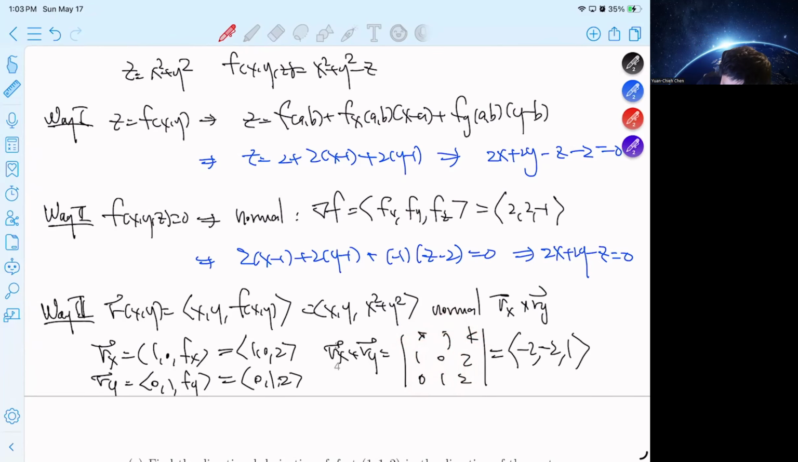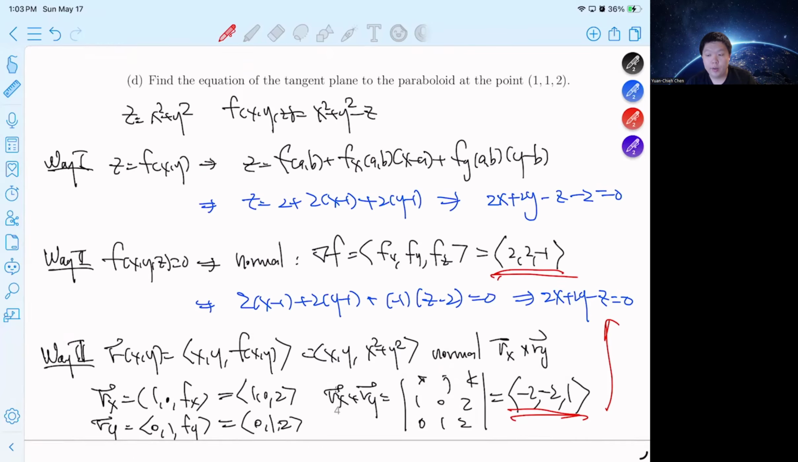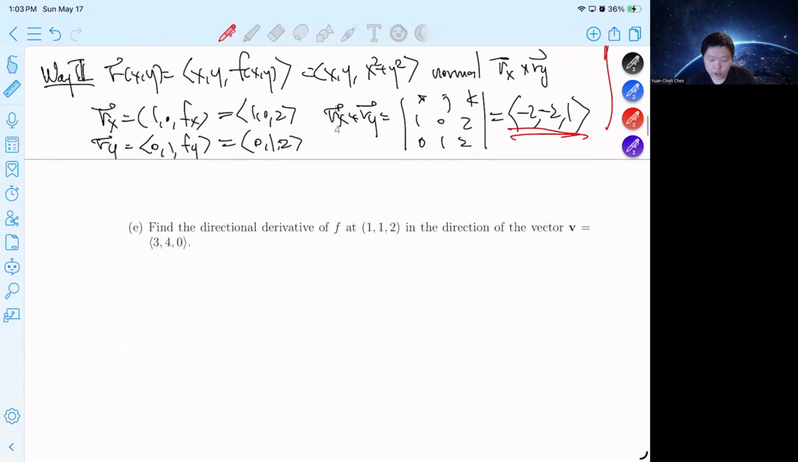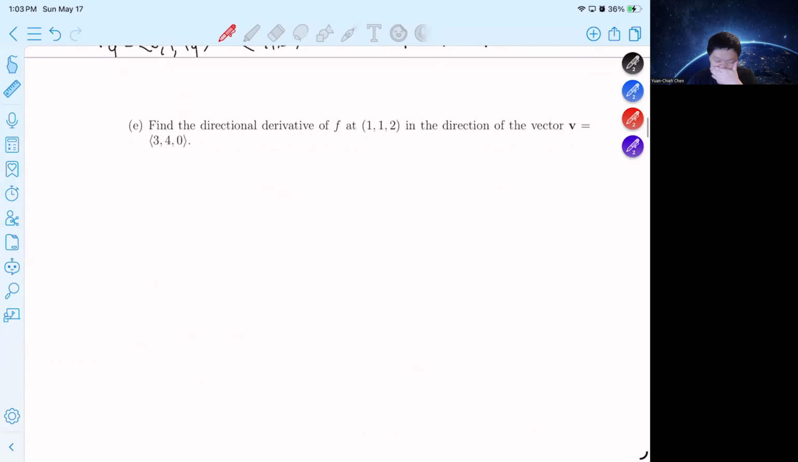So now we have 3 ways to find the tangent plane. And next, we want to do the directional derivative. So again, if a function is differentiable, the directional derivative Du f will be the gradient of f dot u. But be careful, u has to be a unit vector. But now the direction of the vector v, (3, 4, 0), is not a unit vector. So how do we make the vector a unit vector? We'll just divide by its magnitude. So u will just be v divided by its length.